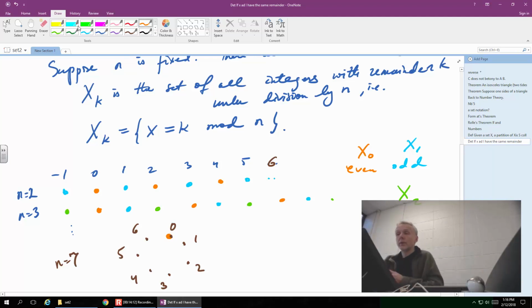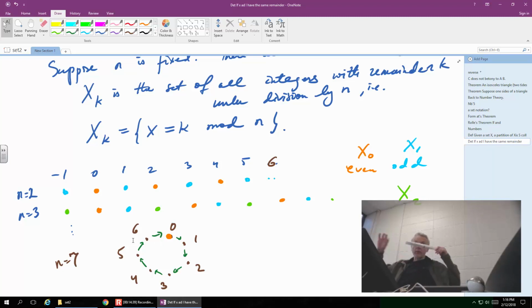And then as you add 1 to your number, you will be progressing along the cycle until you reach 0 again, and then you keep going. In other words, you can think of it as if you take all your integers. All your integers are like an infinite strip of numbers like this, going to infinity there and there.